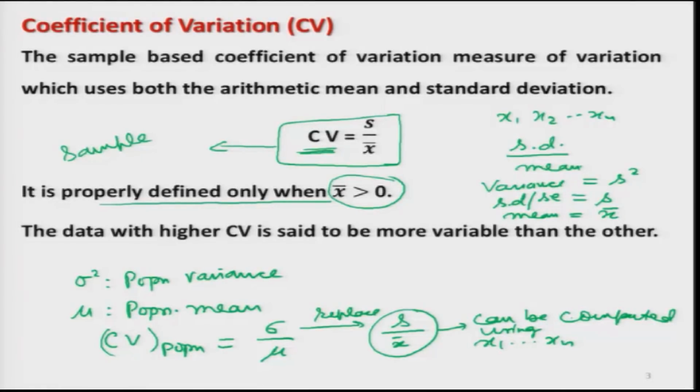Now, the next question is how to take the decision, because coefficient of variation is also a measure of the variation in the data. So, if I have two data sets, then how are we going to measure it?